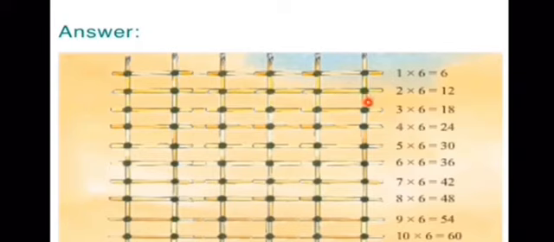6 2s are 12. Then 6 3s are 18. 6 4s are 24. 6 5s are 30. 6 6s are 36. 6 7s are 42. 6 8s are 48. 6 9s are 54. 6 10s are 60. So we did not actually count the dots over here. We got to know that there are 60 dots over here because of our multiplication tables. So draw this diagram and write the table of 6 over here.